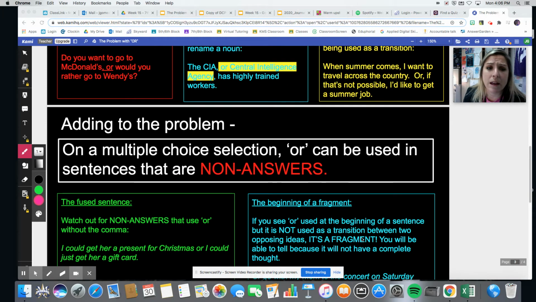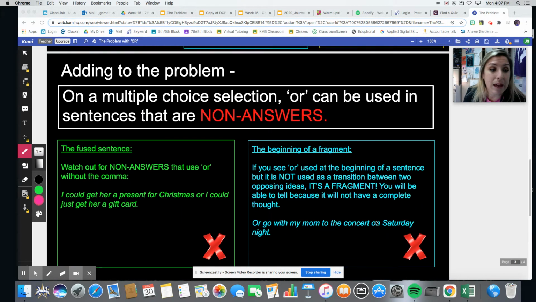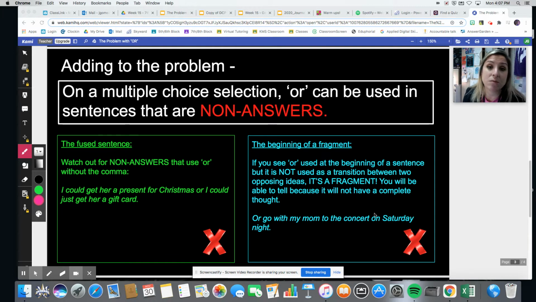Let's see when "or" becomes an issue. When you see a multiple choice selection, on your DCP or STAR, they try to use the word "or" to trick you. So here is a fused sentence. This would be a run-on where "or" is not used correctly. Remember, whenever "or" is used as a conjunction in a compound sentence, it has to have a comma. So watch out for answers that use "or" without the comma. For example, "I could get her a present for Christmas or I could get her a gift card." This "or" needs a comma in front of it because it has two complete sentences on each side. So this would be a wrong answer choice because it does not have a comma. So watch out for that.